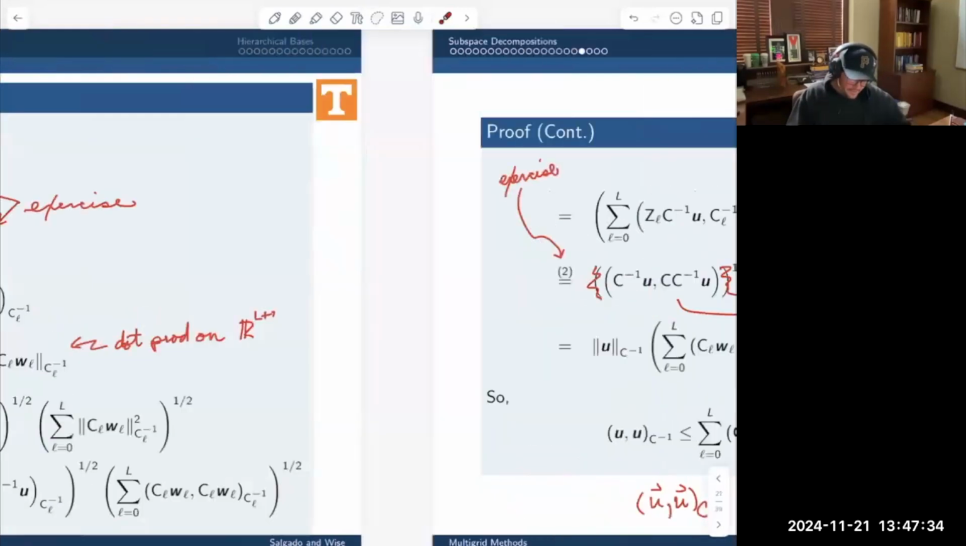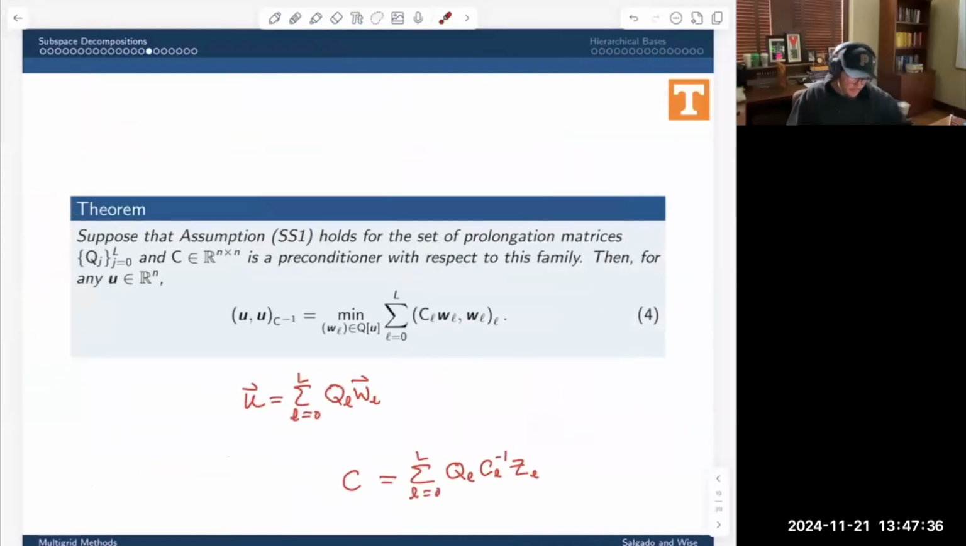All right, now let's think about what the heck this means. U against U in the C inverse inner product is minimized when I take the minimum over all WL in the Q class of objects which look like that. It's hard for me to put that into a picture. I can't give you a simple explanation of what that means.